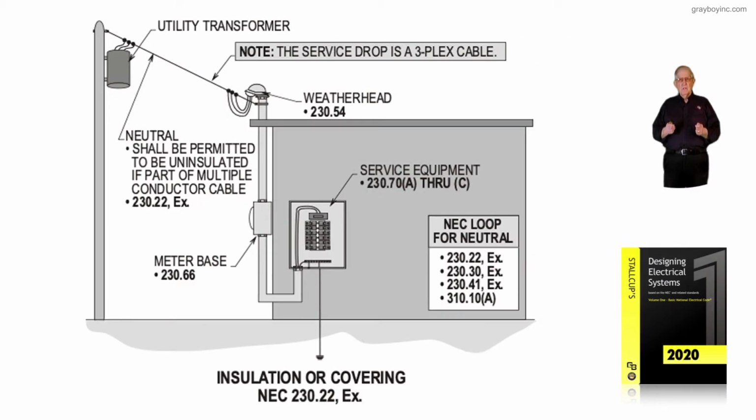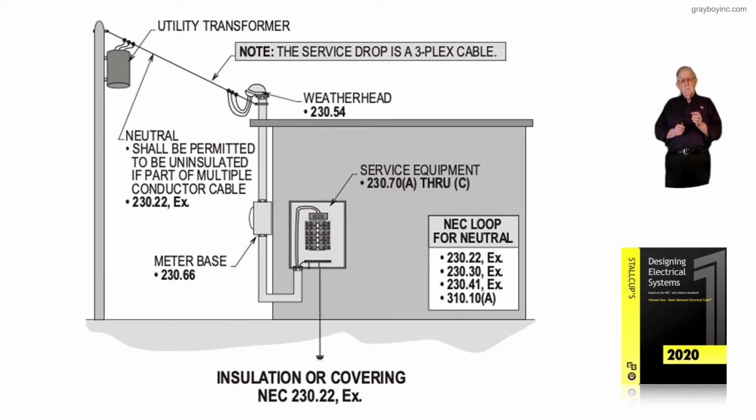Now, this illustration deals with insulation or covering in accordance with the NEC 230.22 exception. Notice in the note with the arrow pointing toward the drop, it's a service drop that's a 3-plex cable. Notice the messenger cable that supports the 3 insulated conductors is usually used as a supporting means for the 3 insulated phase conductors, but it's also used as a neutral in some cases.